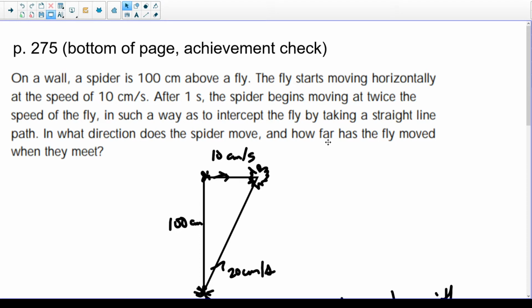We also have a time reference. It says that after 1 second, the spider begins moving at twice the speed of the fly. So that means that if the fly has been moving for a certain amount of time, the spider has less time to move that a certain distance to catch it. And time is going to be one of the main aspects of the question, but so is distance, okay?